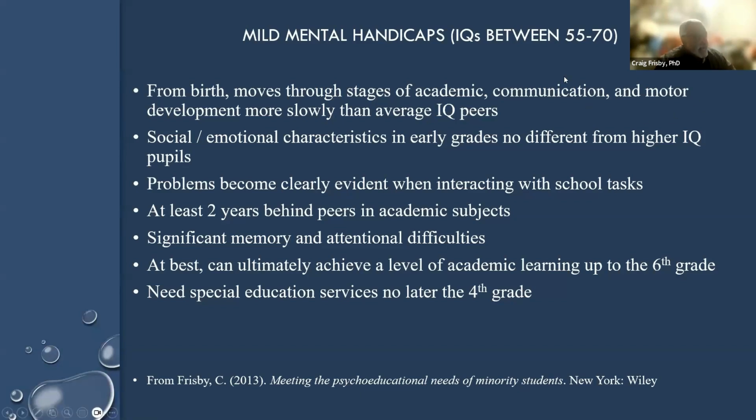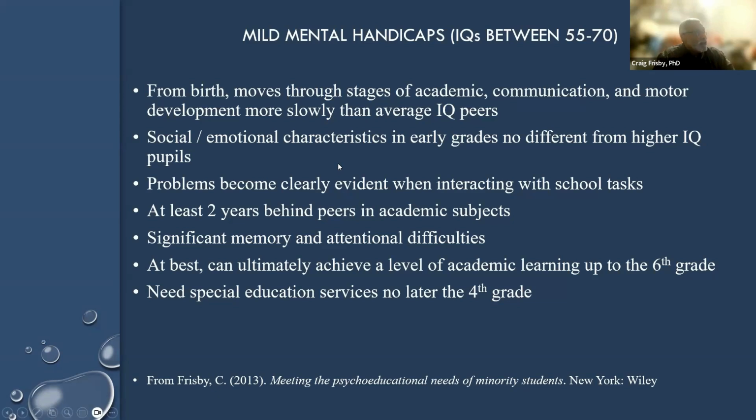So let's talk about the kids that you're most likely to run into in the public schools, who are within IQs of 55 to 70. These are kids that from birth, they move through the typical stages of academic, communication, or motor development more slowly than their average IQ peers. And these are basically scores that you would get from some kind of an adaptive behavior inventory.